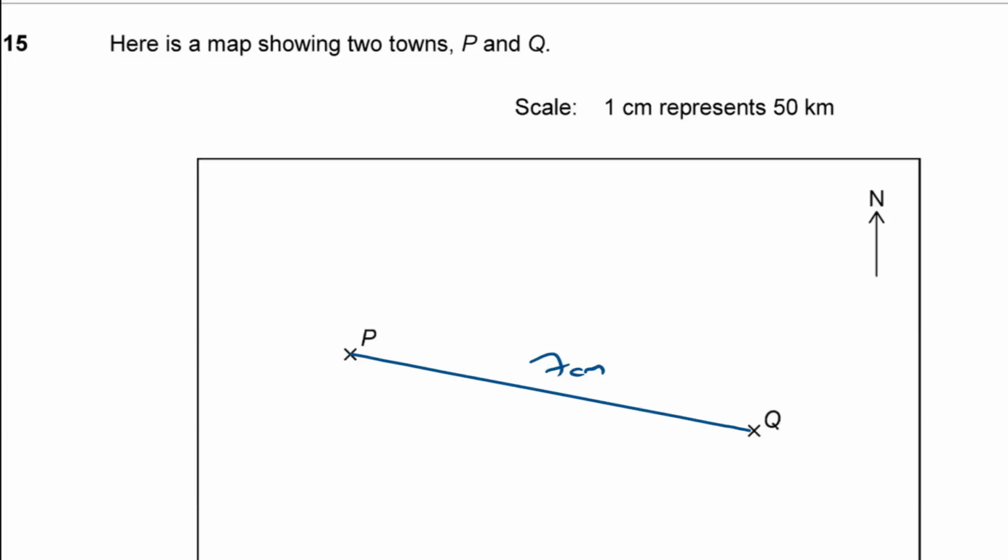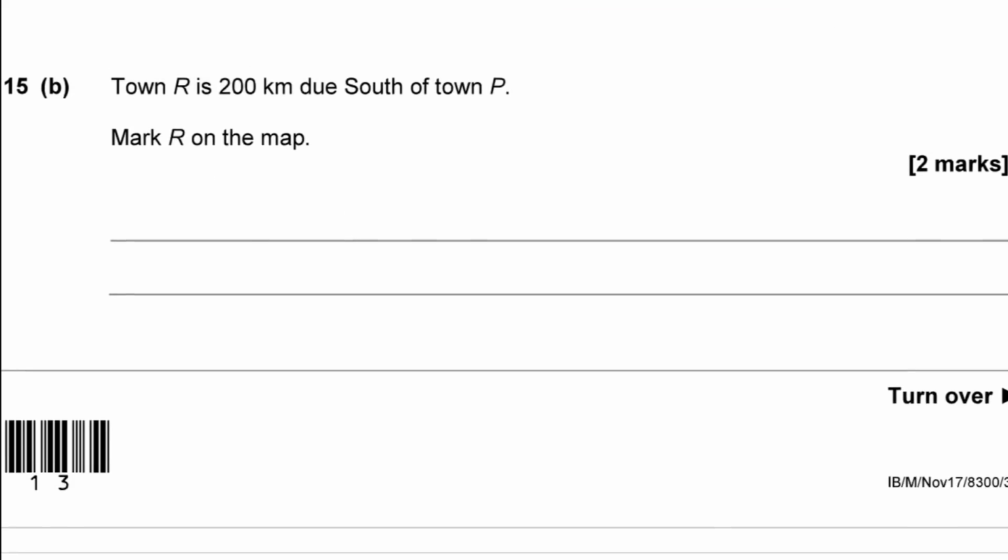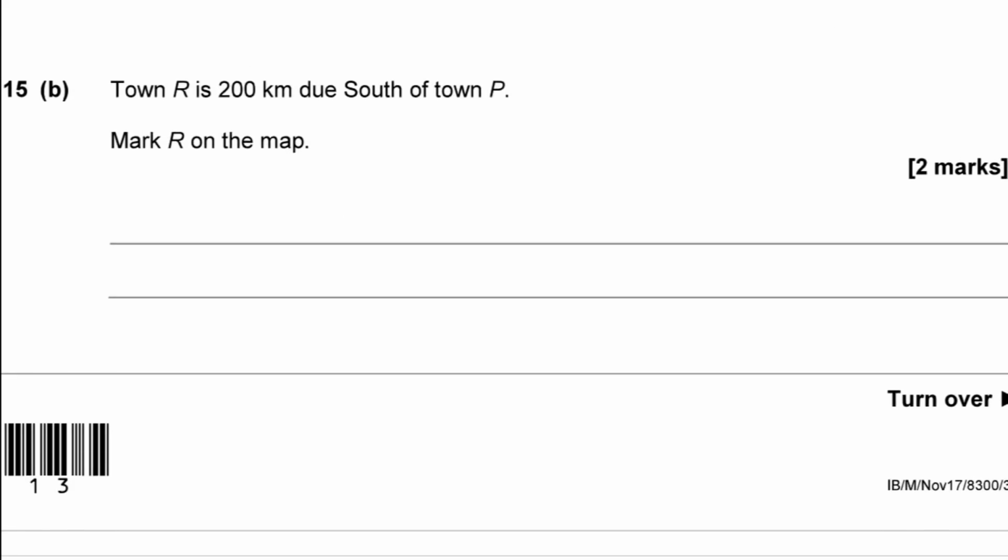How am I going to work out the actual distance then? So 1 centimeter is 50 kilometers. So 7 centimeters is going to be 7 times 50 kilometers, isn't it? 7 times 50 is 350 kilometers between those two towns. So work out the actual distance. It's 350 kilometers.